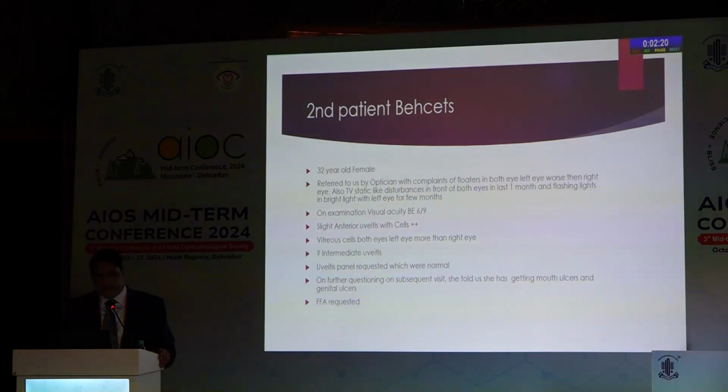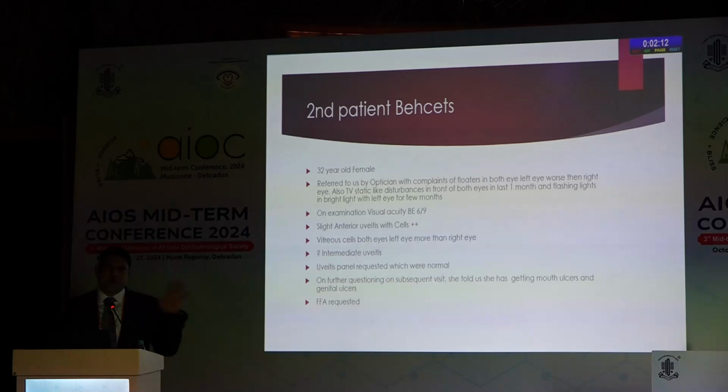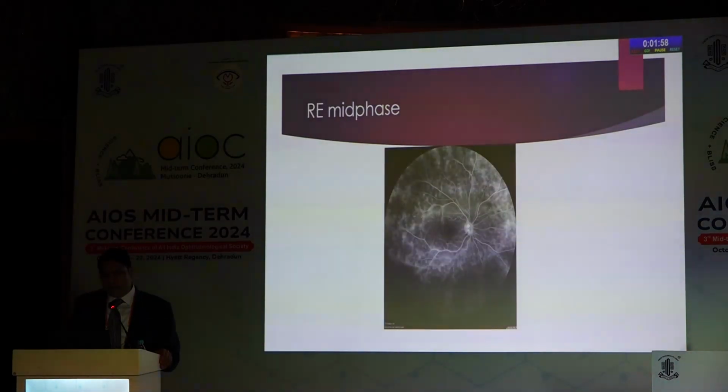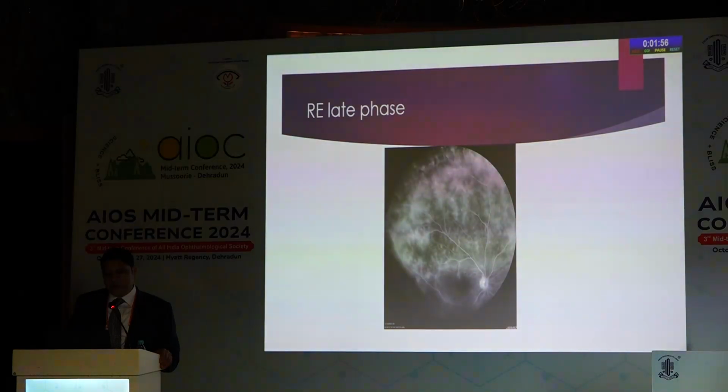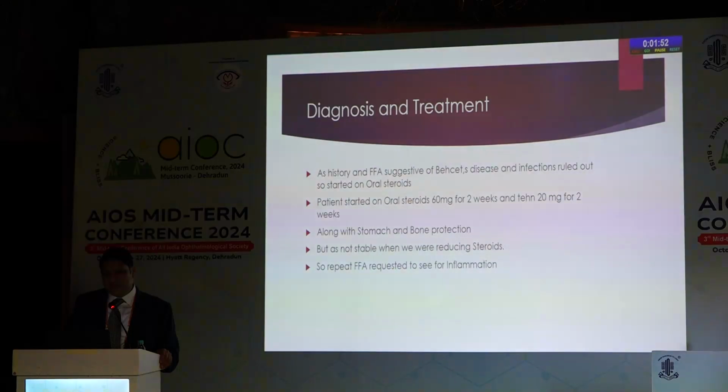Second patient, a 32-year-old female, presented with floaters in both eyes, saying that it's just like static on the TV, where she gets a bit of glare, with some anterior uveitis. And so we requested investigations. But on further questioning in the history, she did give a history of recurrent mouth ulcers and genital ulcers. So that's the early phase FFA, and you can see retinal vasculitis in both eyes, which increases.